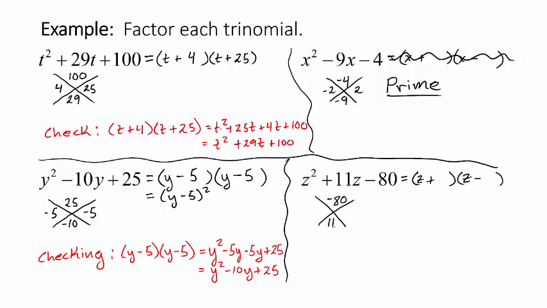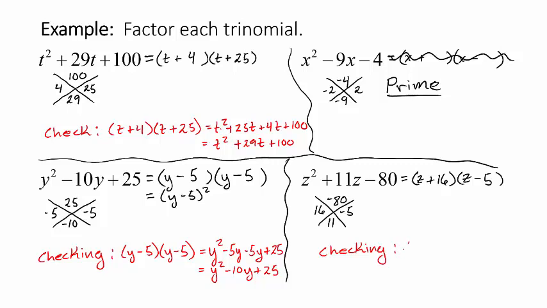No combination of 1 and 80, whether positive or negative, is going to get to 11, right? What else is possible? 2 times 40, that won't do it either. 4 times 20, no, that's not it. 5 times 16, right? If we had a 16 and we subtracted 5, would that give us 11? Yes, it would. So I'm going to have z plus 16 and z minus 5 as factors.